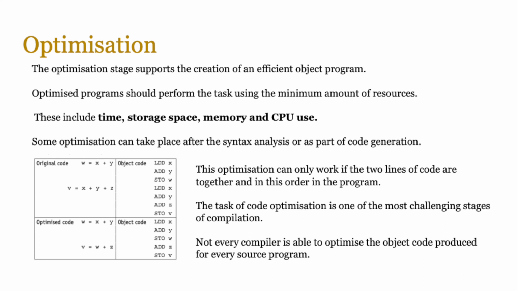Now, you can probably see that x plus y is being repeated in the code. Now, in the optimized code, you will still have the same thing, w is equal to x plus y, but instead of saying v is equal to x plus y plus z, you simply say v is equal to w plus z, because w is already x plus y. Now, this leads to a reduced number of lines of code, which means the code is optimized. It'll do exactly the same thing, just faster, and save storage space. Less space in memory is required, and the CPU has to operate a smaller number of clock cycles.